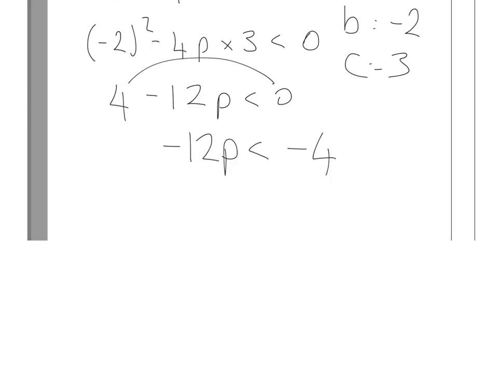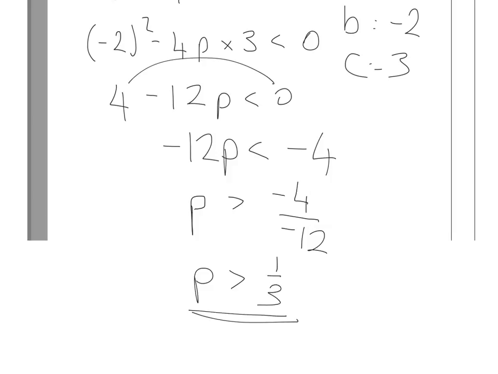I've got an inequality here. Now I'm going to divide through by a negative. Now remember, for inequalities you solve them like equations, except that if you divide through by a negative you need to flip the inequality at the point of division by the negative. So the less than flips over to become greater than, negative divided by negative cancels, and 4 over 12 is 1/3. So the final answer is p is greater than 1/3.